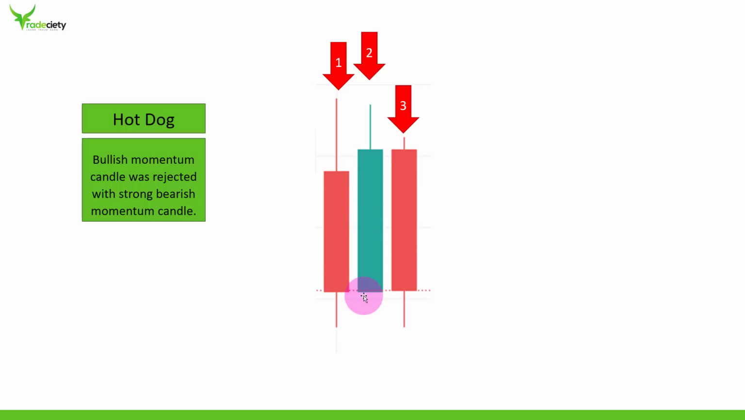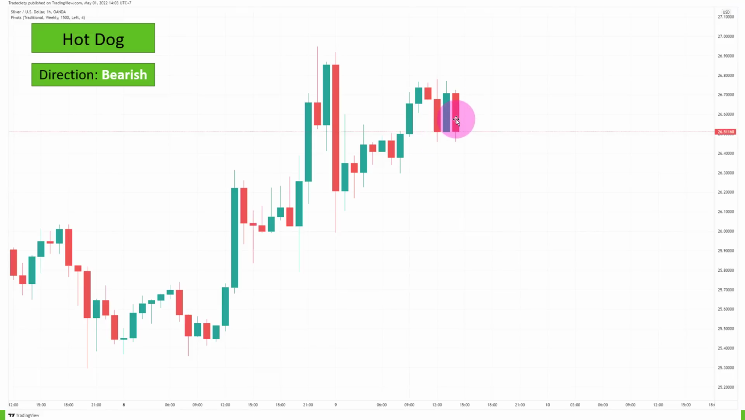And the middle candle then shows you an attempt of the bulls. However, the attempt was rejected. So when we look at a chart example, this is our hot dog pattern. We were in an uptrend. The uptrend ended here. The market tried to make another run. However, the market failed to make it past the previous highs. And then here we have our hot dog pattern.